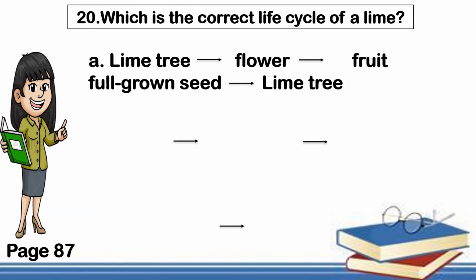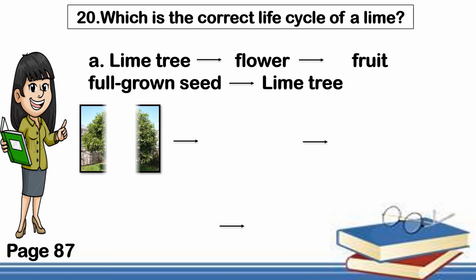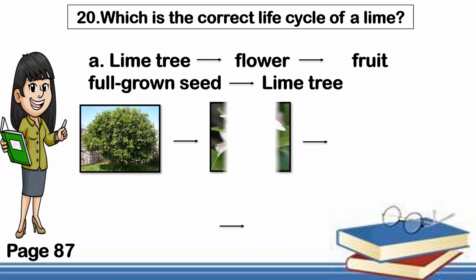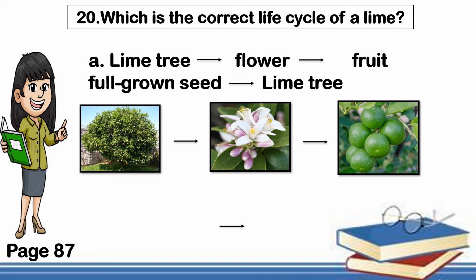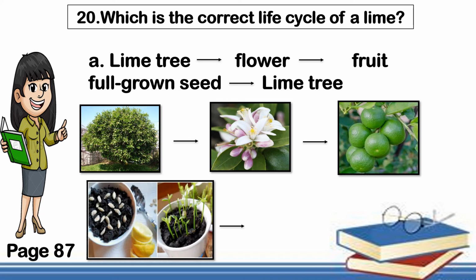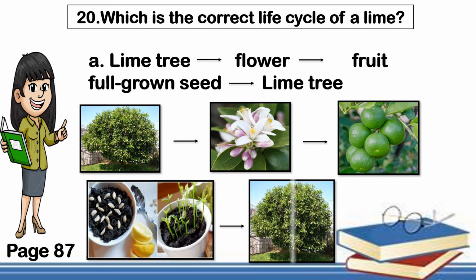Number 20. Which is the correct life cycle of a lime? Letter A, lime tree. First, flowers. The flower will become fruit. Inside the fruit, you can see seeds. And then the seed will become a lime tree. Is this correct?